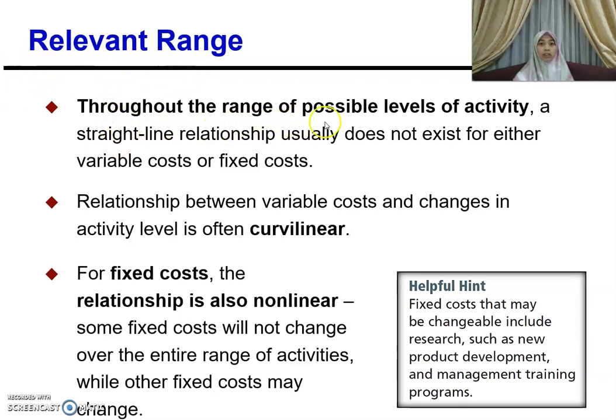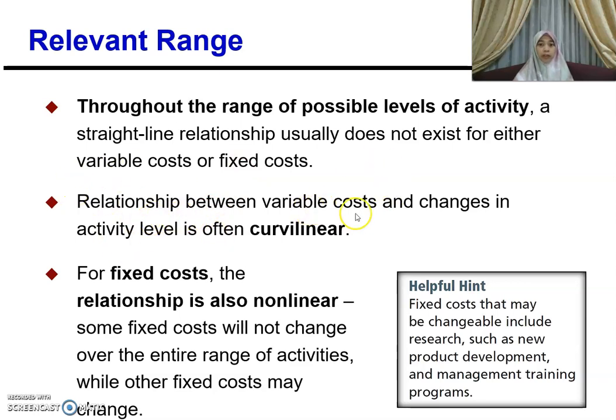Throughout the range of possible levels of activity, a straight line relationship usually does not exist for either variable cost or fixed cost. So, what is meant by relevant range? You are looking at the certain range in which the behavior that you mentioned about fixed cost and variable cost holds. You are saying that they have a straight line relationship, but does it exist throughout? It is actually only true for a certain range.